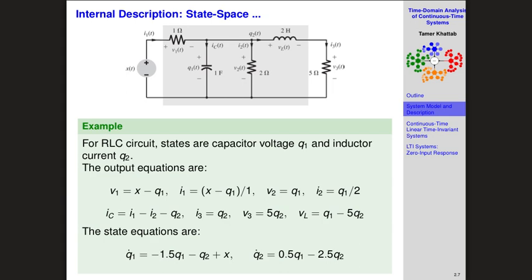You want me to point here? It's just simple circuit analysis, right? So the voltage here is simply the voltage here, that's Q1. So that's this equation. I2, the current going through this resistor, is equal to the voltage across the resistor divided by the resistance value, and we agreed that this voltage is Q1, so it's equal to Q1 divided by 2, right?